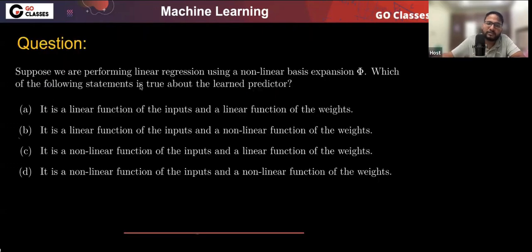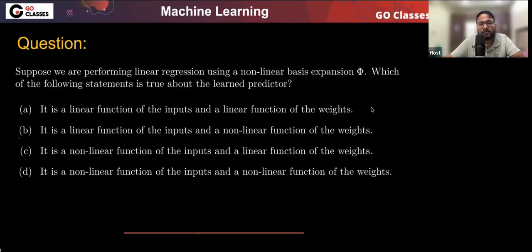Okay, let's see this question. Suppose we are performing linear regression using non-linear expansion phi, which means it could be x square, x cube, something like that. Which of the following statements is true about the learned predictor? It is a linear function of inputs and a linear function of the weights.